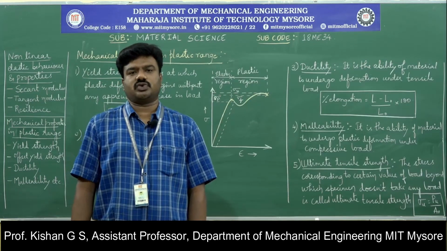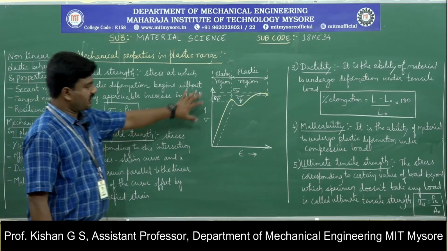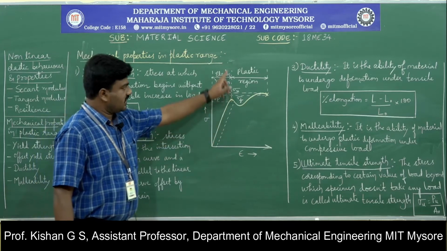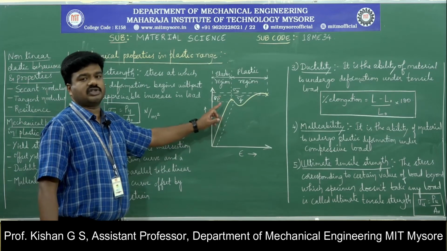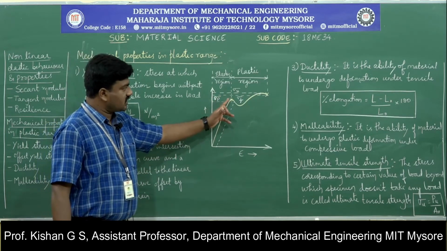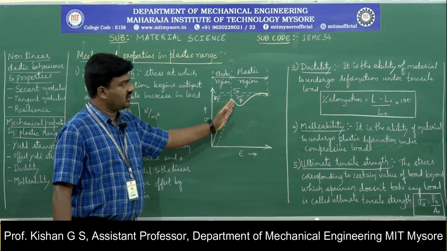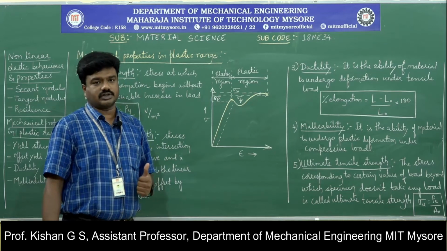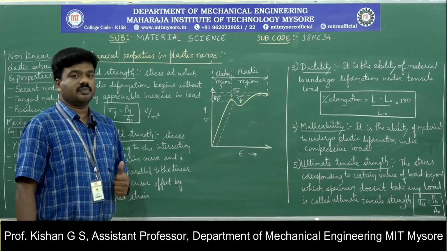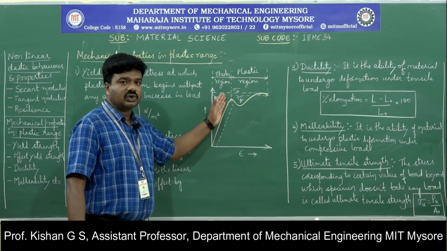The next topic of coverage for today's session is on the mechanical properties in the plastic limit or the plastic range. Here you can observe in this stress versus strain diagram that there is a certain limit up to which the material behaves as elastic, wherein it can be brought back to its original shape and size. After reaching a particular point, the material enters into a region called the plastic region, wherein it cannot be retrieved back to its original shape and size. So now we are supposed to concentrate on the behavior of materials once it starts yielding, that is, once it starts entering into the plastic region.